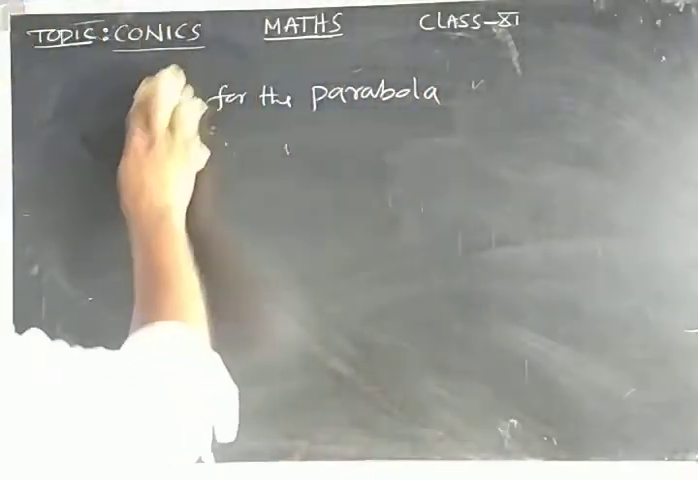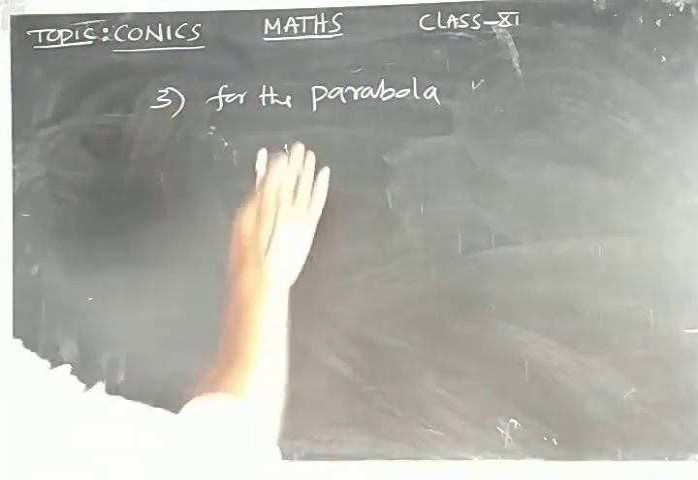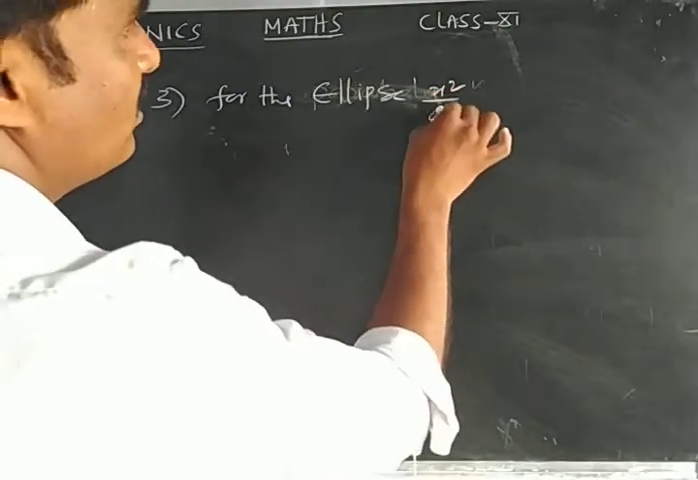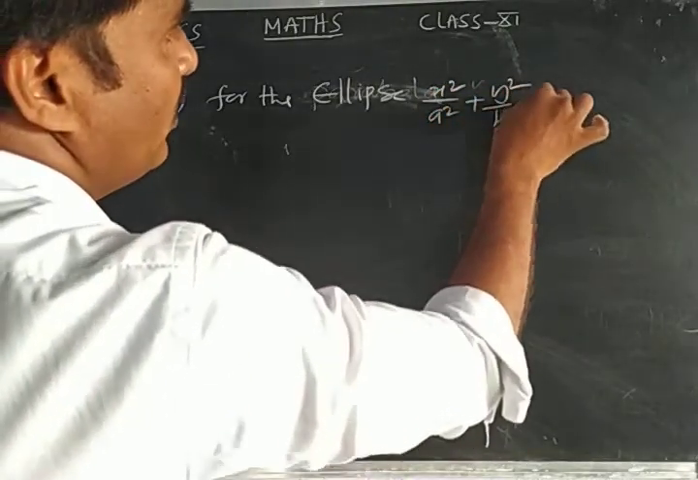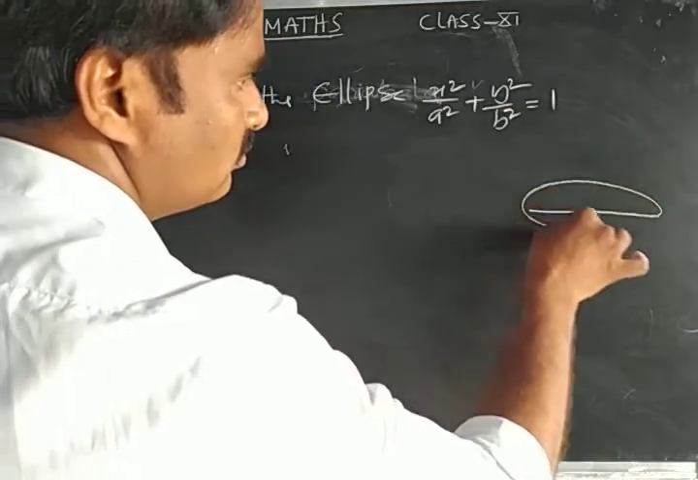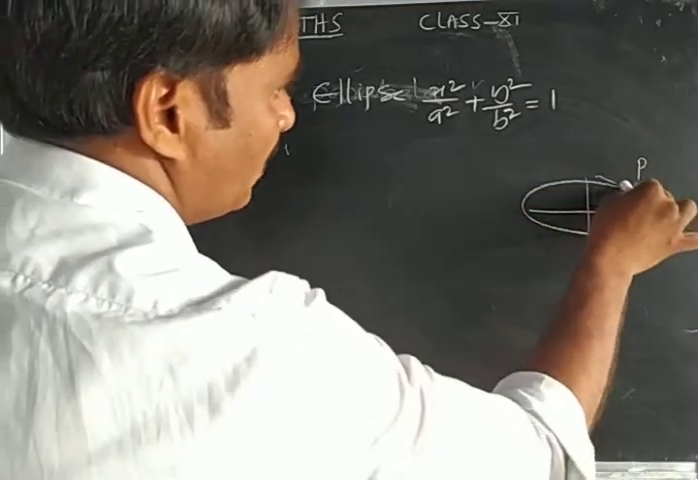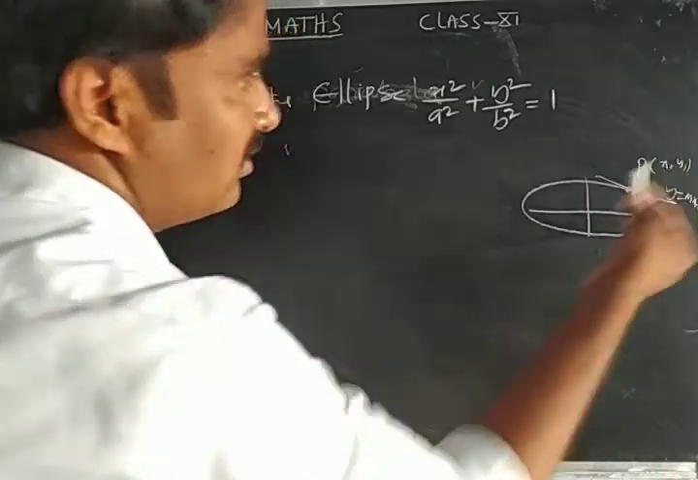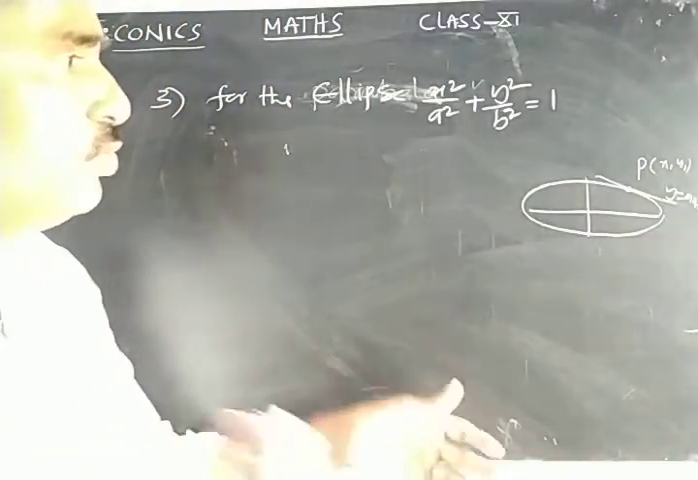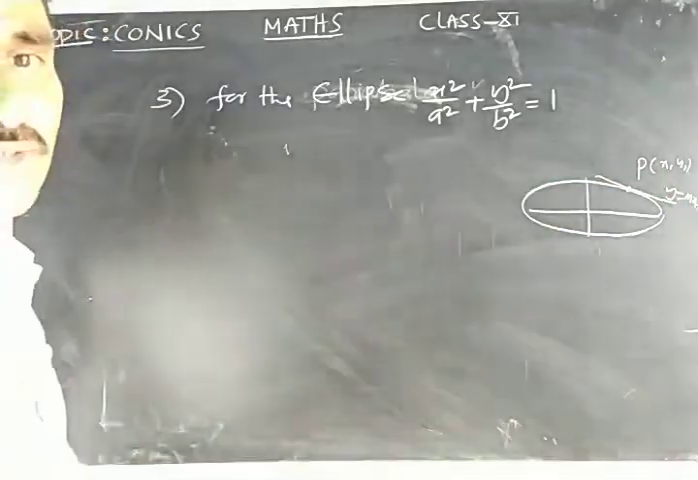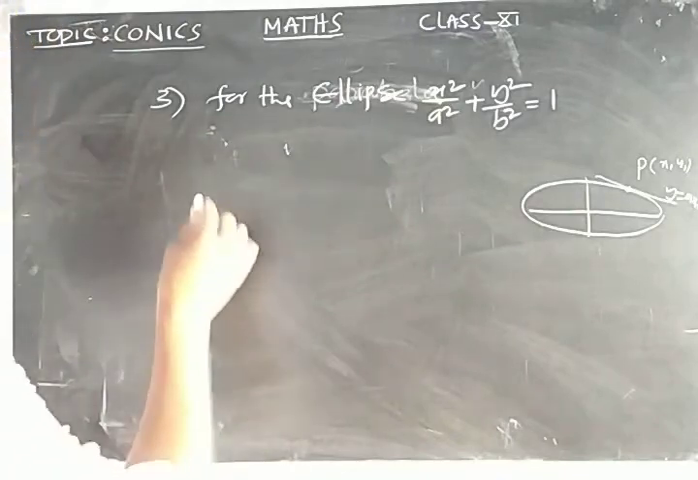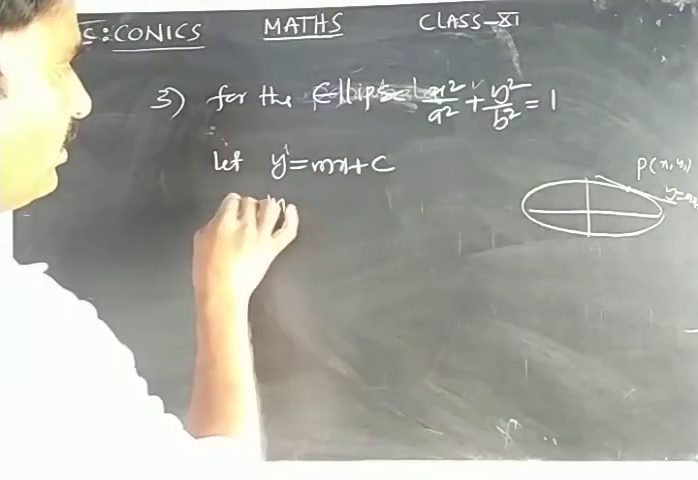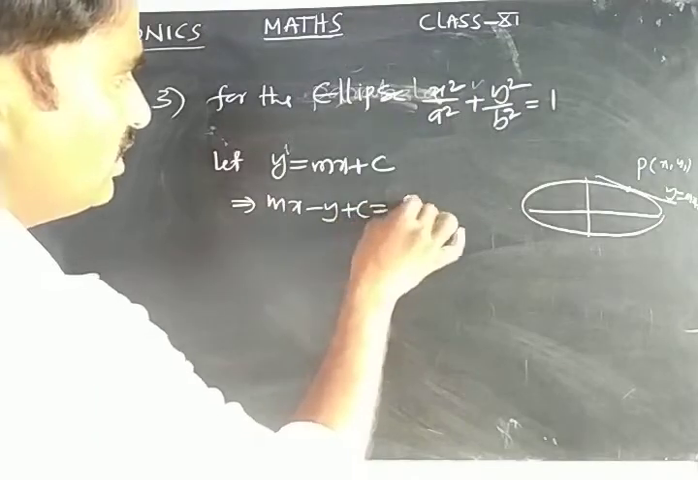Now the third conic, the ellipse. For the ellipse, x square by a square plus y square by b square equal to 1. Here at P, I am taking one tangent, which is y equal to mx plus c at some point x1, y1. Same procedure for every conic, right? We just have to derive S1 equal to 0, compare with this, and you will get x1, y1. Then put in the straight line, you will get the condition, okay? Now let y equal to mx plus c, I will write it in proper way, that is mx minus y plus c is equal to 0.